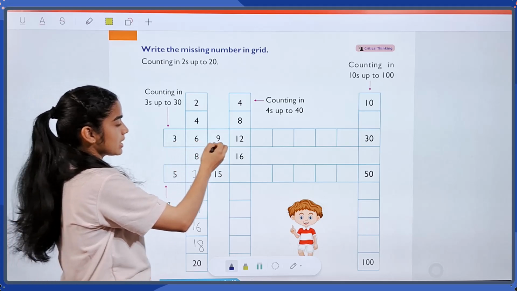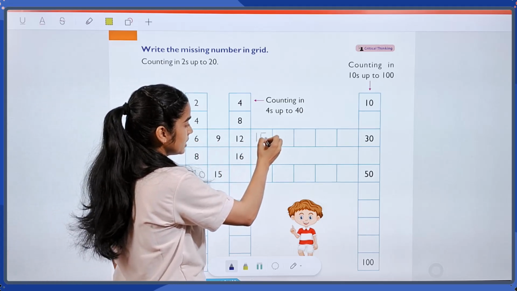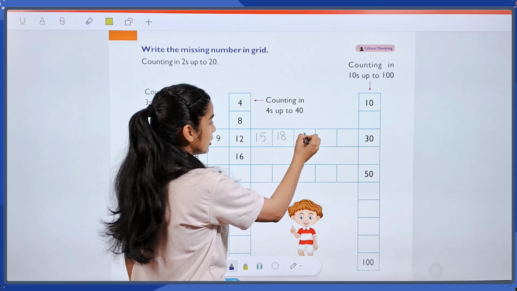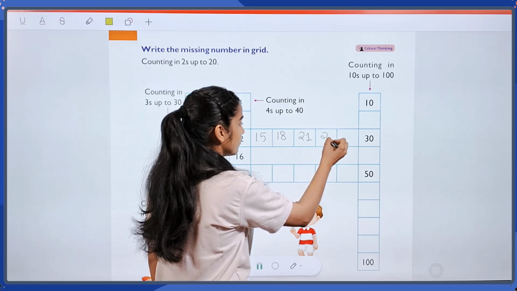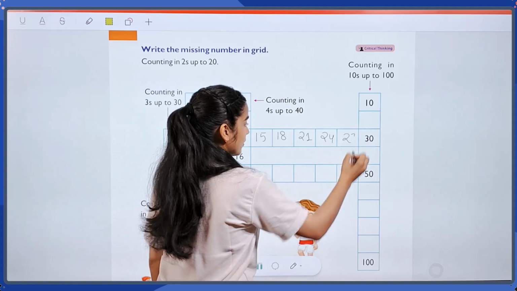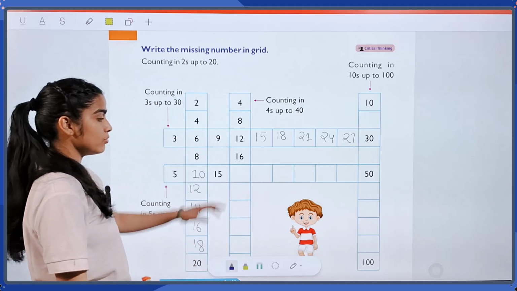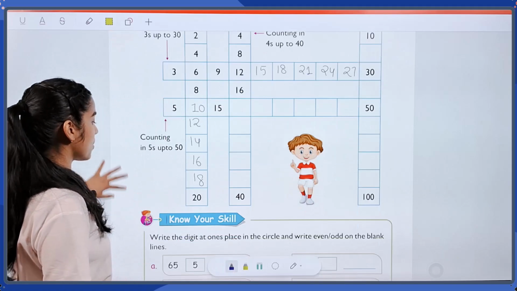So 3, 6, 9, 12. After 12 we have 15. After 15, 18, then 21, then 24 and 27 we have. So in a similar way, you have to fill the rest of the boxes.